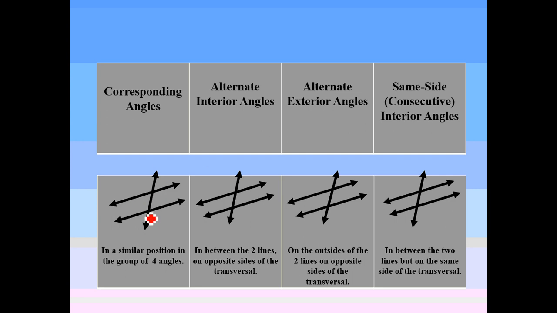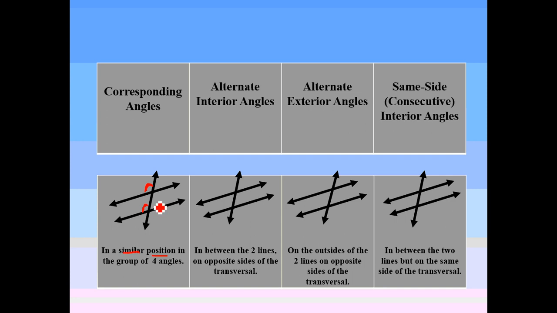All right, so here's our two lines cut by the transversal, the corresponding angles. The corresponding angles are the ones that have similar positions in each group. So if I was to take this group and put it right on top of this group of angles, the ones that are in similar positions are corresponding angles. So a similar position to this angle right here would be this angle right here. Those two angles are corresponding.